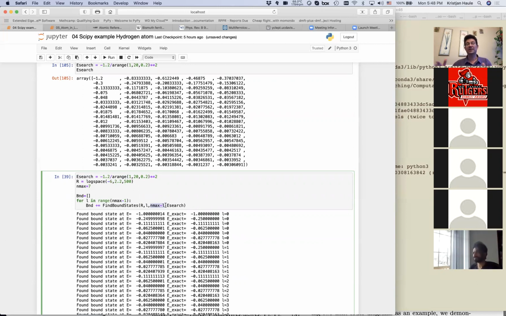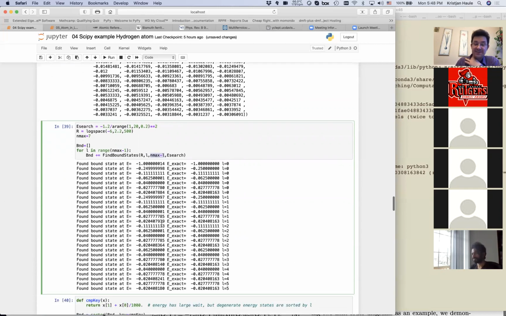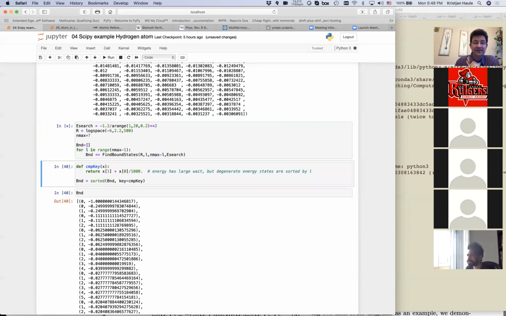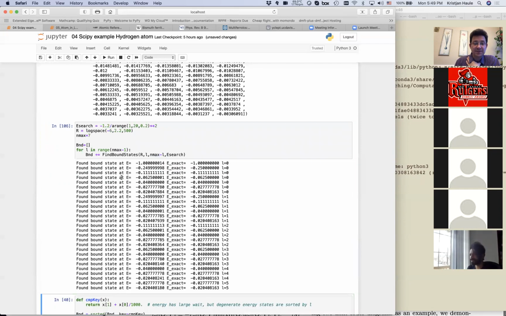Why? Because we know that the 4S state has much higher energy than the 1S state, doesn't it? So we don't need so many energies when the quantum number L is large, because they start with very high energy already. So we execute this loop, and we're going to get the bound states.